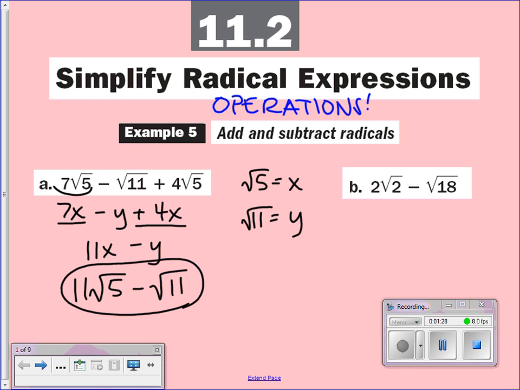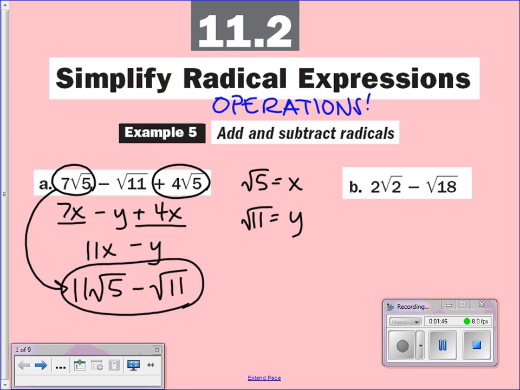I can add 7 times the square root of 5 plus 4 times the square root of 5. I can combine those to get 11 times the square root of 5, but I can't simplify minus the square root of 11. So if you think of these as like terms, that's when you can combine them or add them or subtract them.